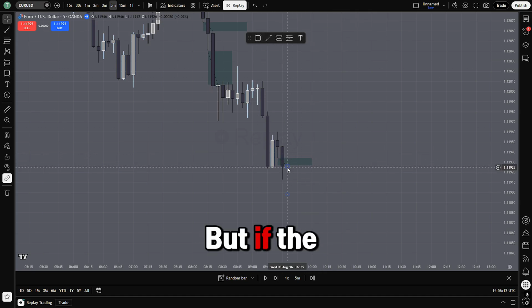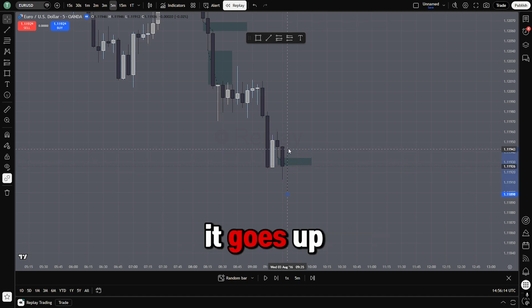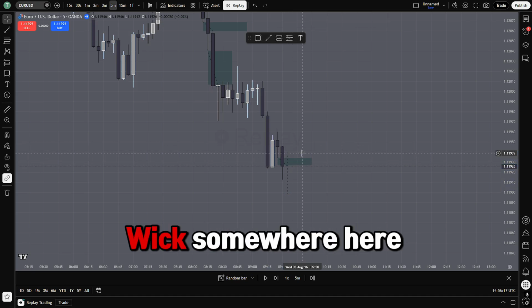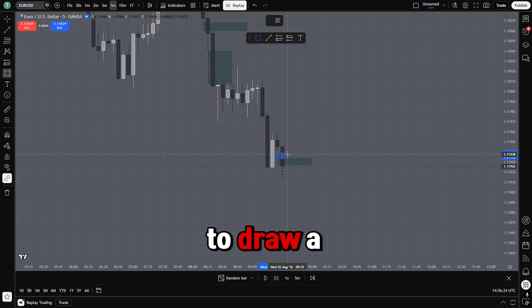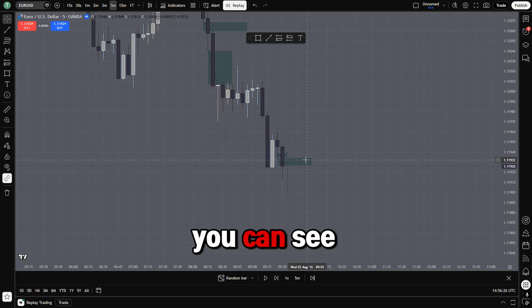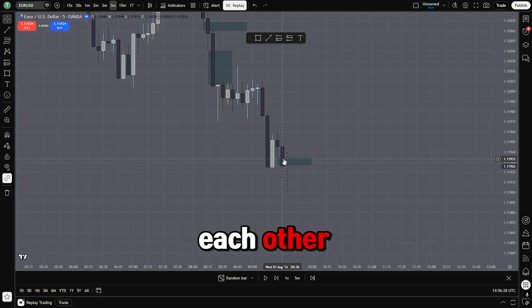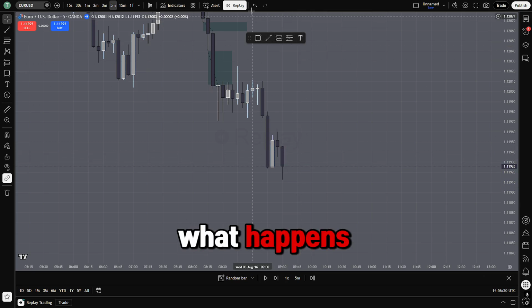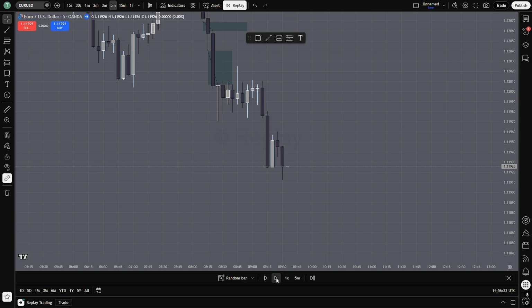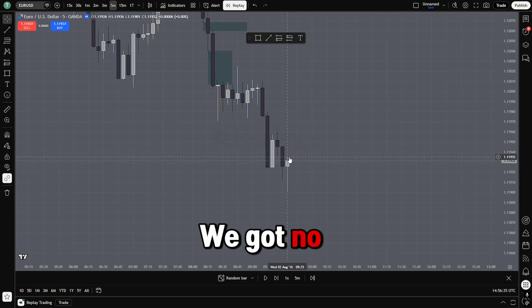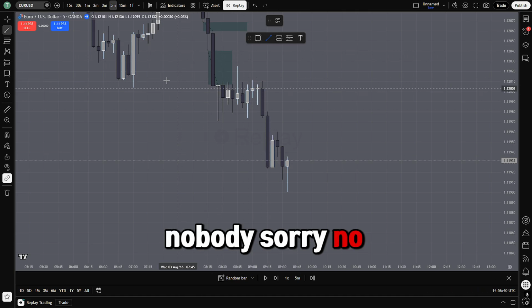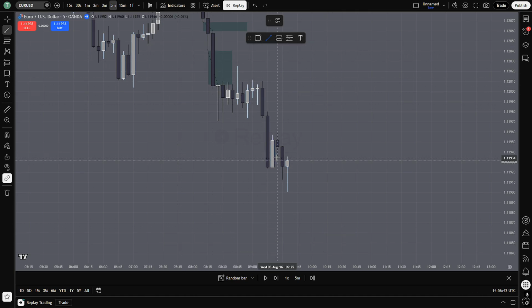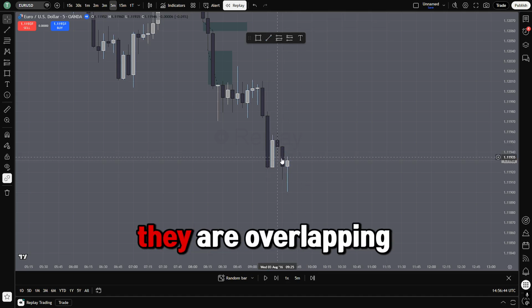But if the candle, let's say now opens, goes up, closes down, and leaves a wick somewhere here, there is no gap anymore. There is no way for me to draw a gap, because as you can see, the wicks touch each other. So let's see what happens. We got no wick, no body, sorry, no gap. Why? Because these are touching each other, they are overlapping.